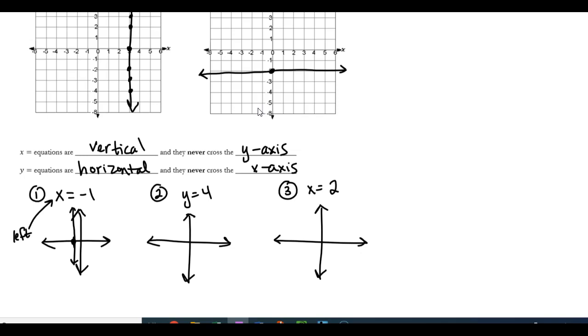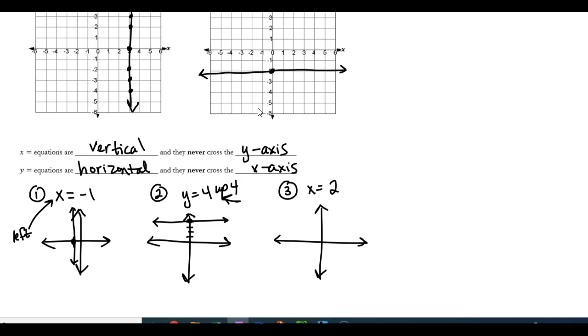All right, for the next one, y is 4. Well, y is up and down. So since this is positive, I'm going to go up 4. So 1, 2, 3, 4, I make a dot. And I can only go through the y-axis, so I'm going to go only through the y-axis.